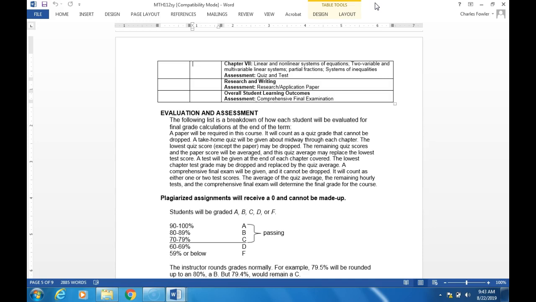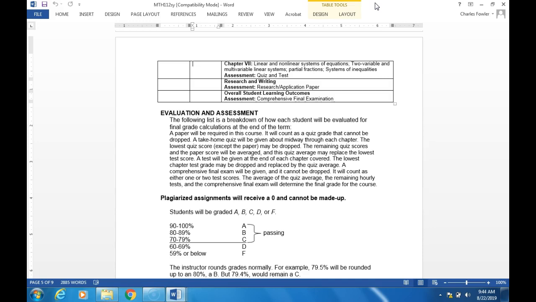I don't know who wrote the syllabus, but I think I have a pretty good idea who it was. They were not mathematicians. I will tell you what the first sentence was here: the instructor always rounds up. The second sentence was exactly like it reads here: for example, a 79.5 will be rounded up to an 80, which is a B, but a 79.4 would remain a C. Guess what, folks? That's rounding down. If you round to 79.4, you're not rounding up to make it go down.